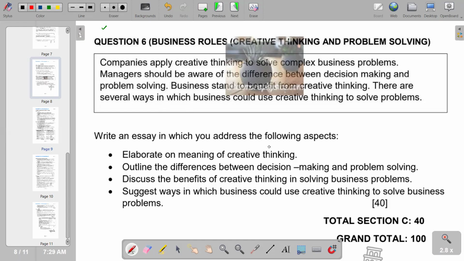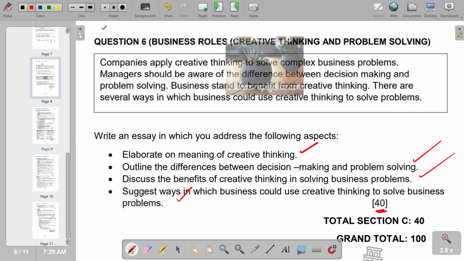We've got: elaborate on the meaning of creative thinking, outline the differences between decision making and problem solving, discuss the benefits of creative thinking in solving business problems, and then finally suggest ways in which business could use creative thinking to solve business problems. So these are the requirements according to our question, and we've got a total of 40 marks. Remember, this is an essay question, so you're supposed to start with the introduction.